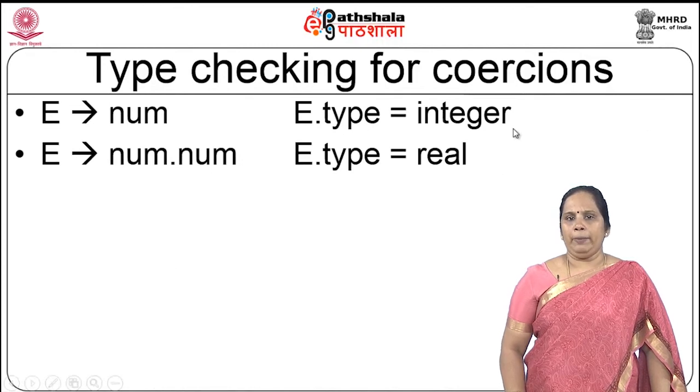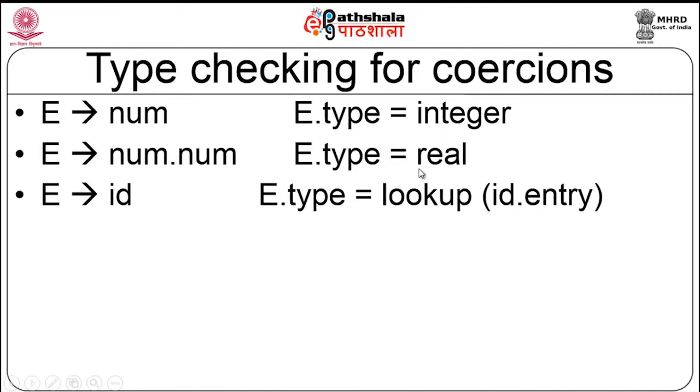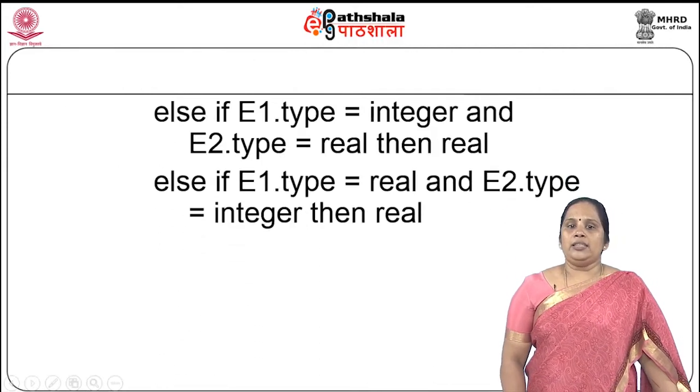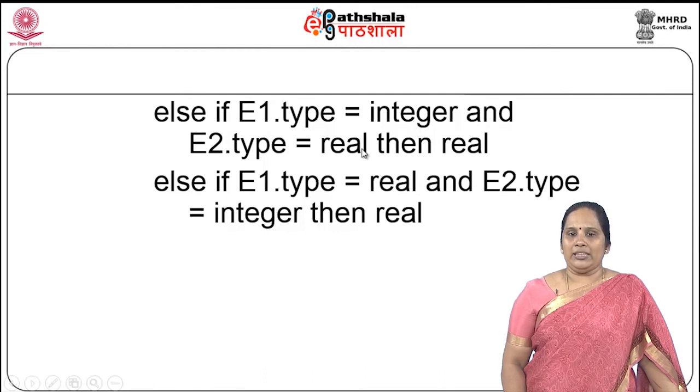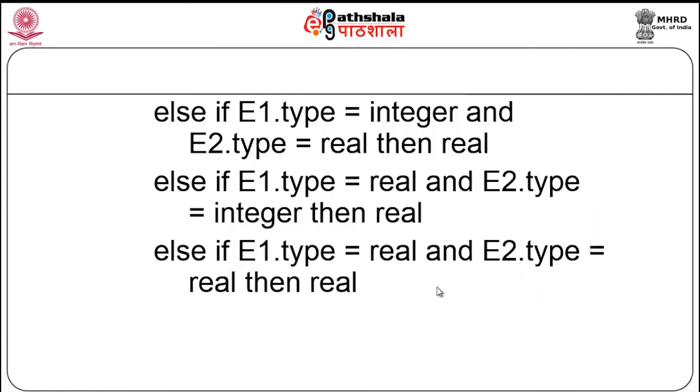So num is type integer, num.num means I am talking about a real number. Again this is Pascal, therefore we call it real as compared to float in C. So E produces ID, in that case the type of E will depend upon what is looked up in your symbol table, and if I have E produces E1 operator E2, the type of E will be, if E1.type is equal to integer and E2 is also integer, then you return integer, else if one of them is integer and the other one is real, you return real. So either E1 could be real or E2 could be real, in both cases you will return real. If both are real, you will return real.